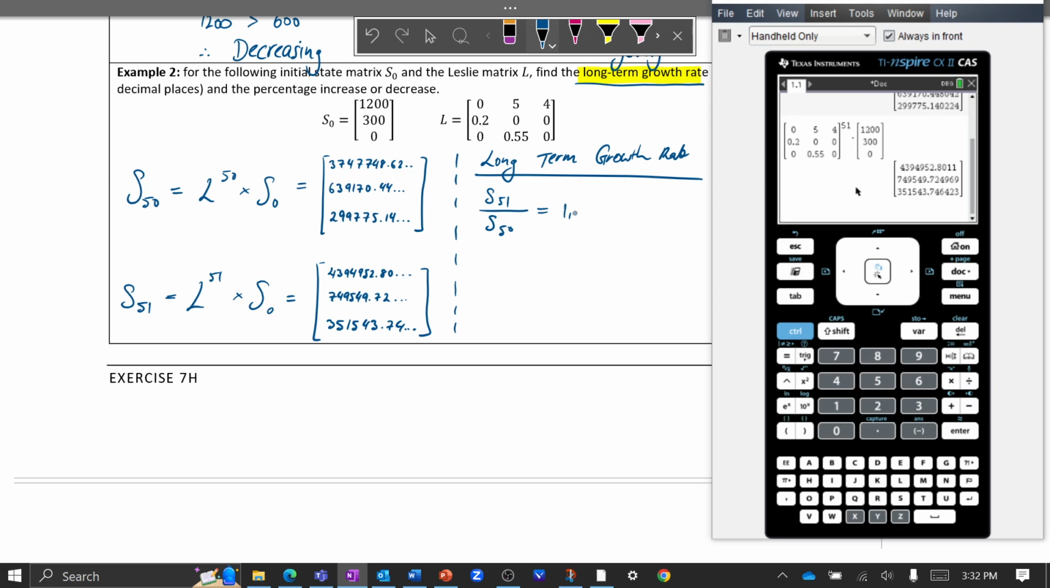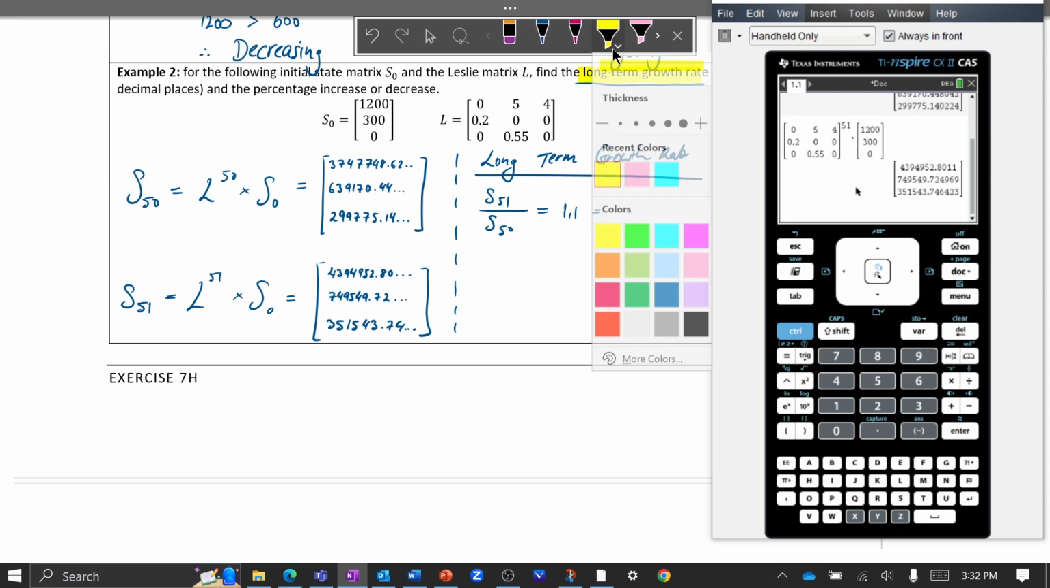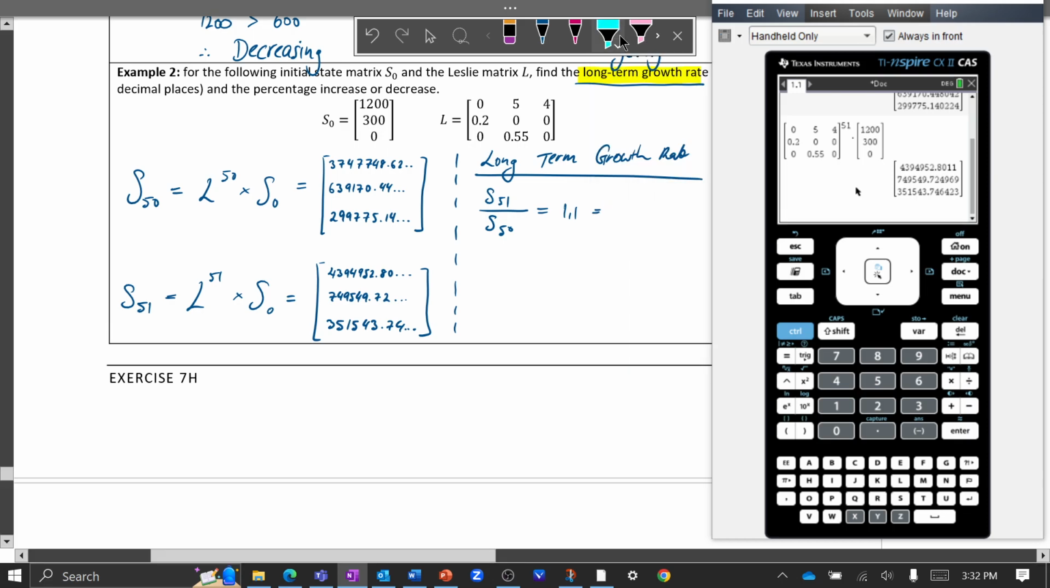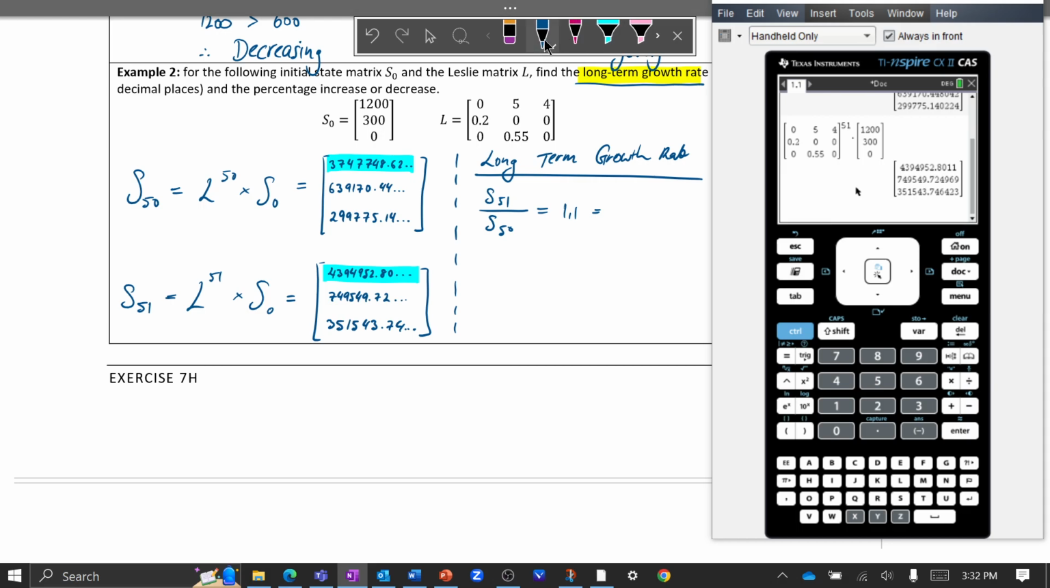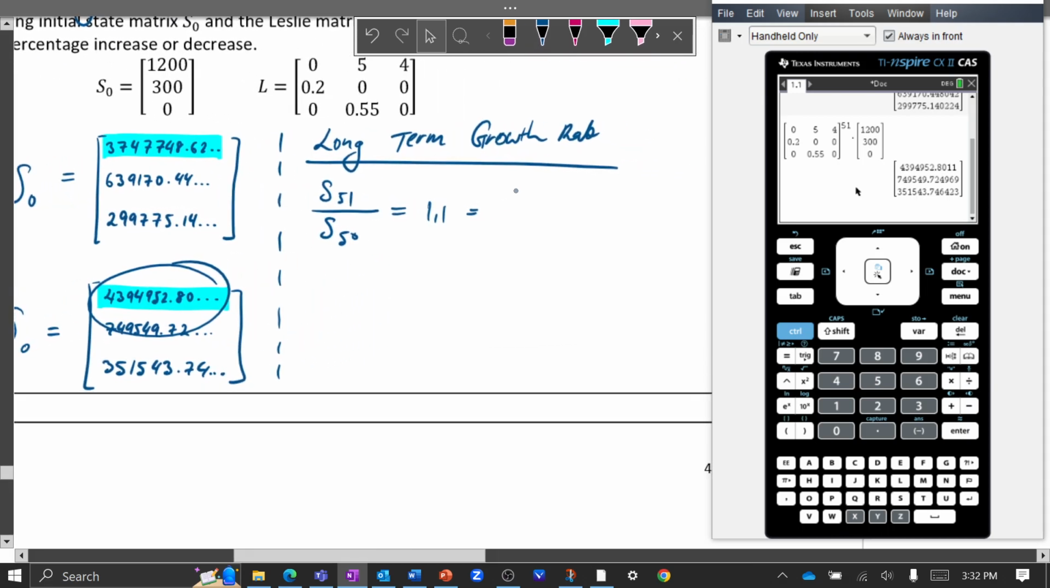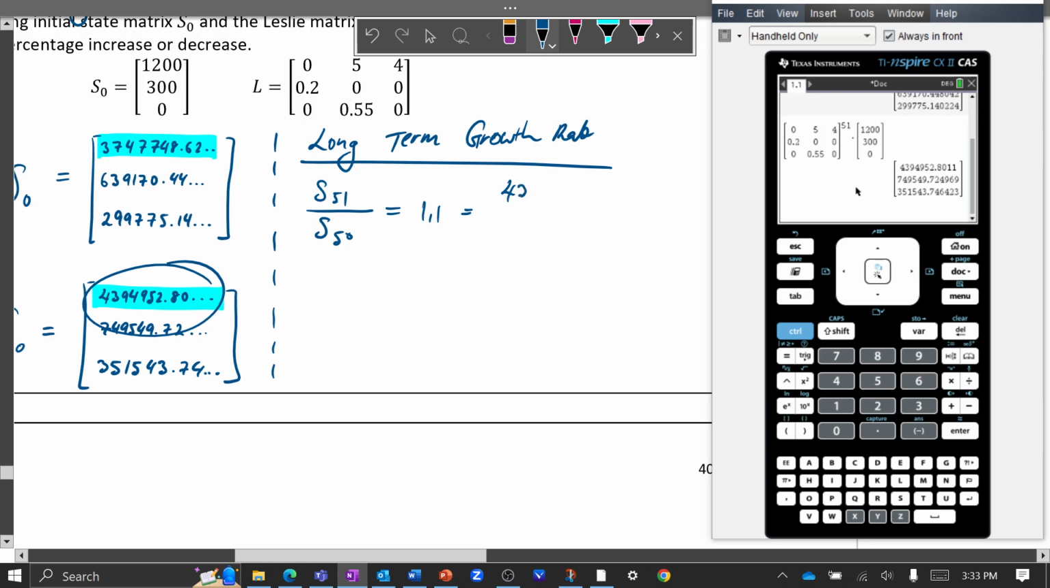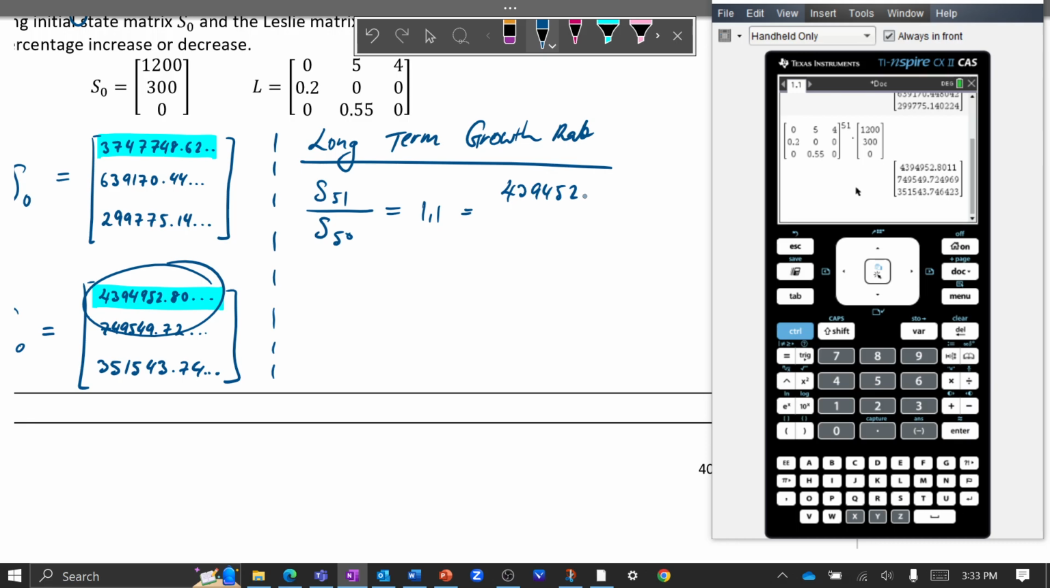So in this case, I'll look at the element 1, 1, and I'll highlight this so it makes sense. If I choose another color here, I'm going to take this and divide it by this, actually the other way around. So S51 divided by the other one, S of 50. So I'm going to take this number right here. Let me write it down. I'm going to take 4394592.80, and I'm going to divide it by this number here, 3747748.62.